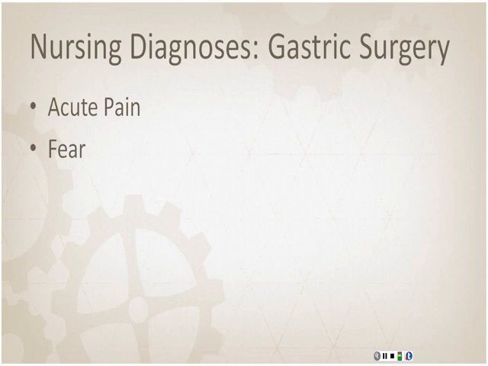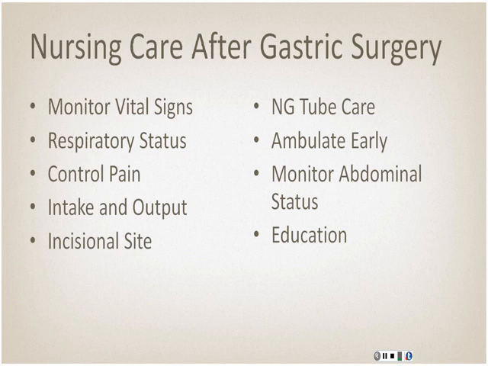With a total gastrectomy, this is removal of the entire stomach, and it's used to treat extensive gastric cancer. Here, the stomach is removed and the esophagus is attached directly to the jejunum. Nursing diagnoses include acute pain related to postoperative status, certainly fear related to body image changes, also because they're being treated for a life-threatening illness. So certainly those things can elicit fear and anxiety as well.